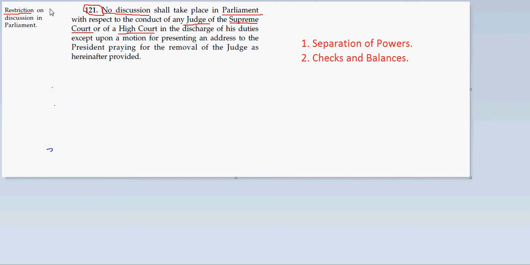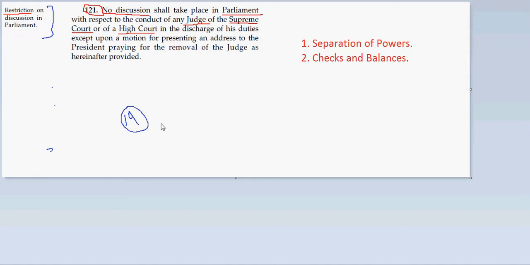Article 121 talks about restriction on discussion in Parliament. We all know that in Article 19 of the Constitution, all citizens have some kind of freedom of speech. But there can be some kind of restrictions on that freedom of speech. For example, no immoral or indecent or defamatory things can be said by people.